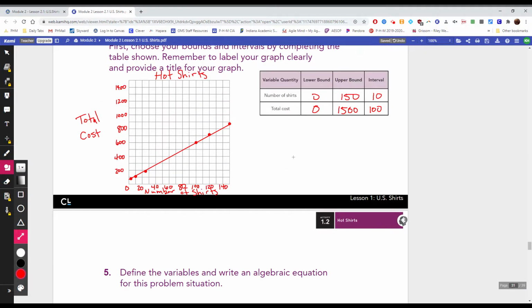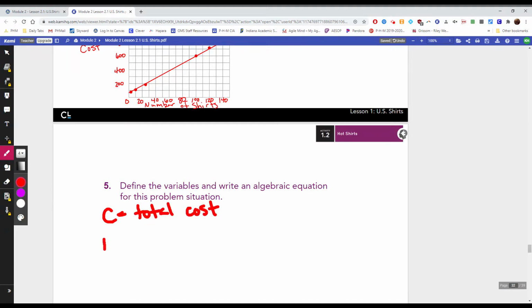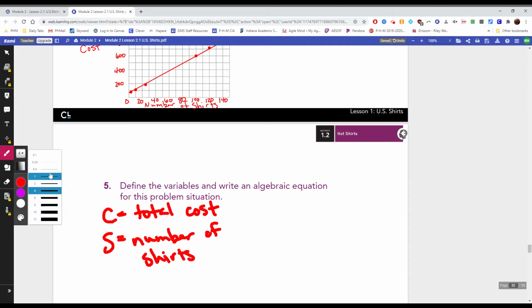All right, so we're going to define our variables. We'll use N and C again. We'll use C for total cost. And we used S, didn't we? We'll use S for number of shirts. We know it is not a proportional relationship again.